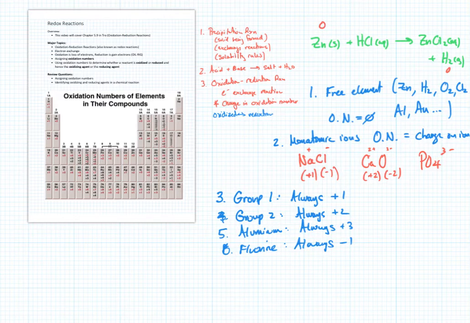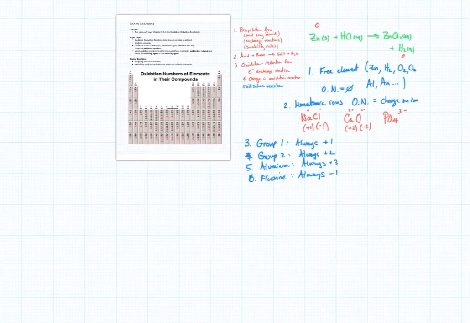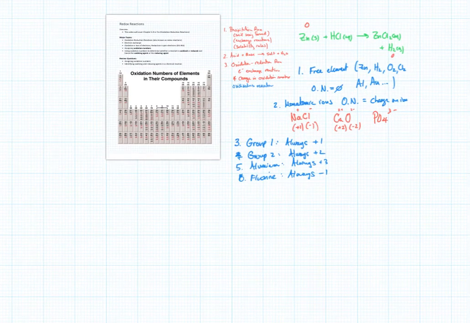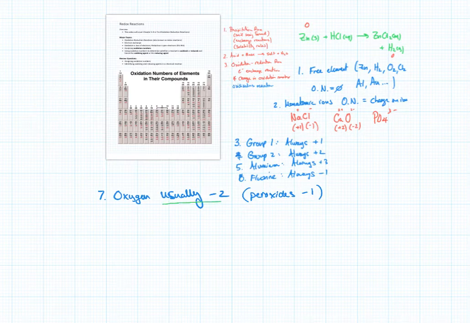Now, here's where it starts getting a little bit tricky, and I'm going to make the screen a little bit smaller here, and we're going to move over here. So number 7, oxygen is usually -2. There is an exception to this. Peroxides are -1. But generally speaking, oxygen is -2. Okay, so most of the time you can get away with assuming that oxygen is going to be -2, and if you see a problem that I'm going to give you, it's going to be a -2. It's not going to be an exception unless it tells you specifically it's a peroxide.